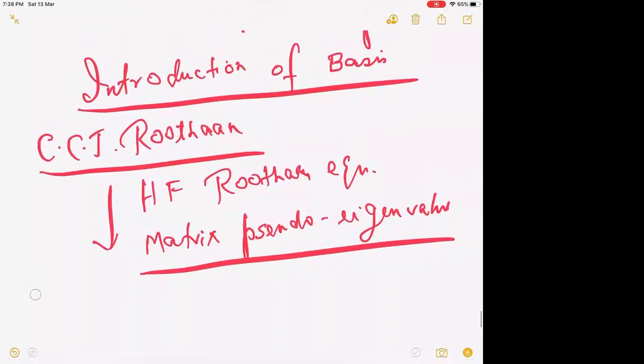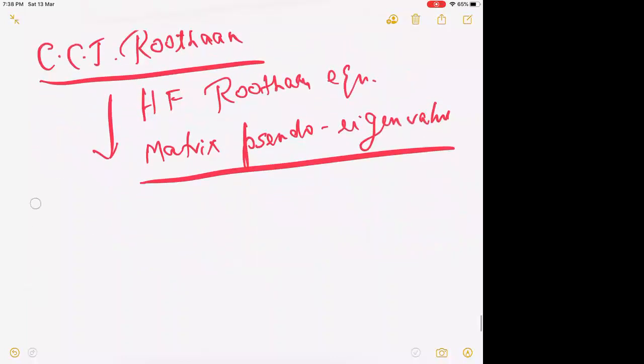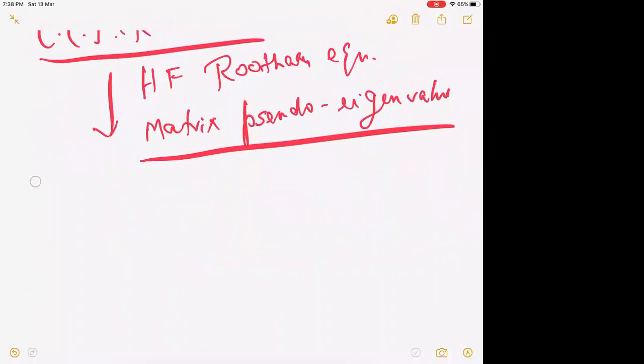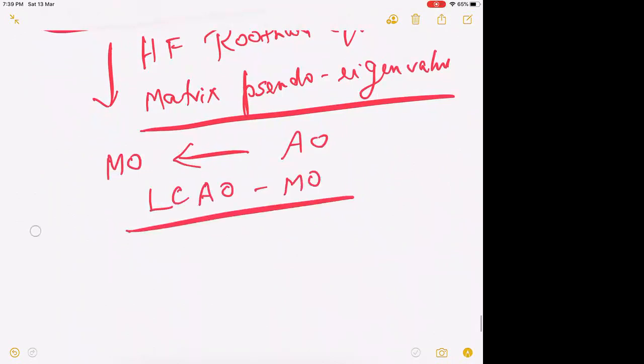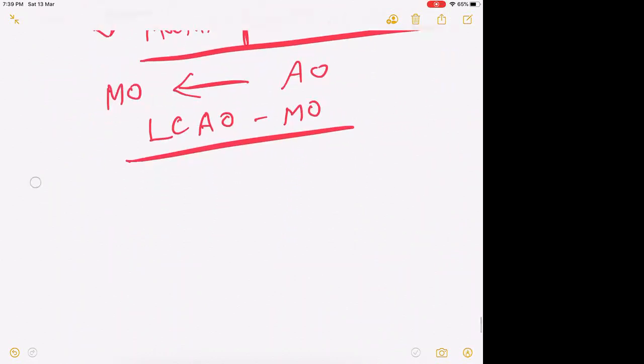By introducing bases, and that basis will now be the basis of molecular orbitals. So what are the bases? Sorry, the basis of atomic orbitals. So I expand molecular orbitals in terms of the atomic orbitals. And this is a very common procedure, what is called the LCAO-MO procedure. Many of you have already heard of the linear combination of atomic orbitals to molecular orbitals. So let me write down how exactly it is done.